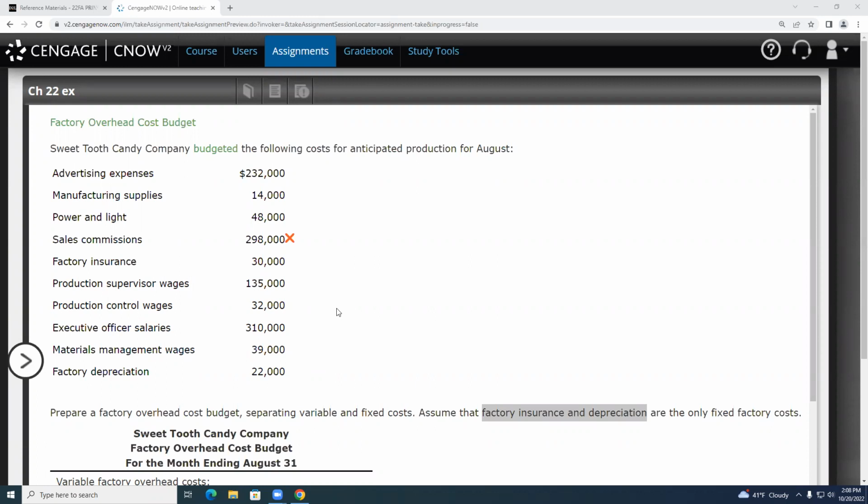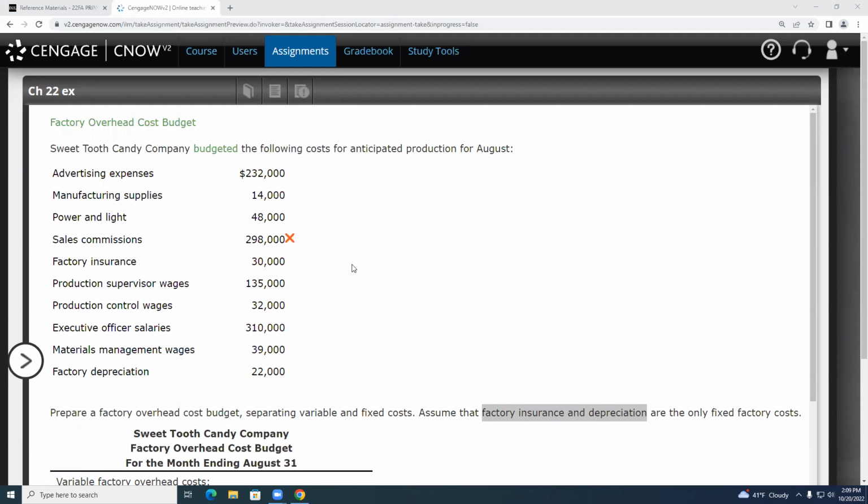The depreciation's part of it, isn't it? It's part of it because it's factory depreciation. Right. So if we have an office, the depreciation on the office building and the equipment and such and computers, that would not be part of factory overhead. But yes, factory depreciation is definitely part of the product cost.